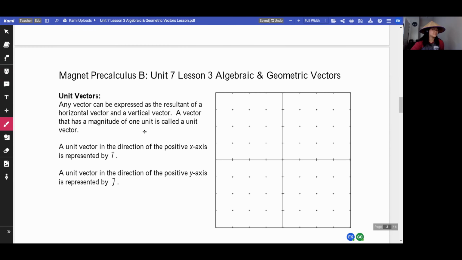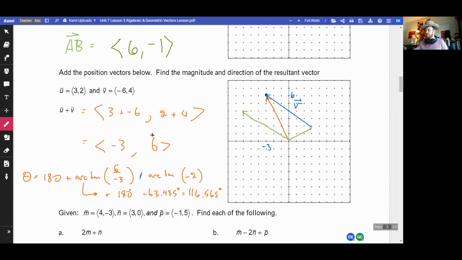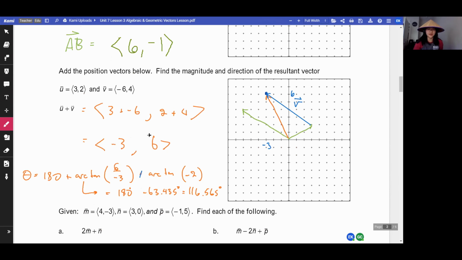Cool. All right. The concept of a unit vector. Any vector can be expressed as the resultant of a horizontal and a vertical vector. A vector that has magnitude 1 is called a unit vector, just like the unit circle has a radius of 1. So any vector extending from the origin to the unit circle, we're going to describe as a unit vector. Wow, cosine and sine might play a role there.